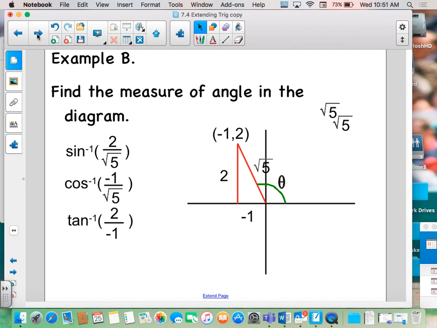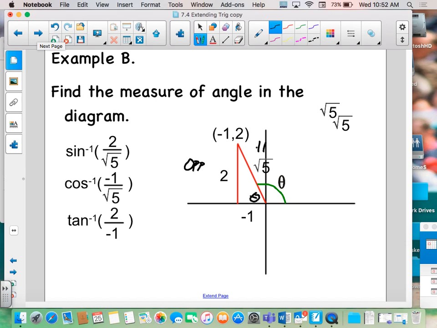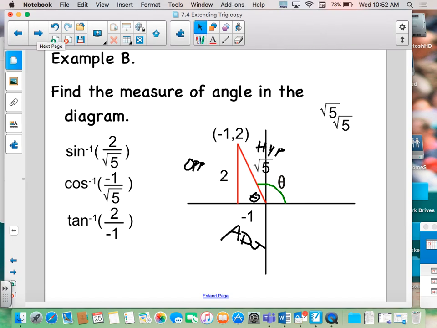I'm trying to find this turn right here. I don't know the turn, I don't know the reference angle, but I could now use any of my trig functions to do that. If I wanted to find the reference angle, I could do opposite over hypotenuse, 2 over the square root of 5. I could do cosine, which would be adjacent, negative 1 over the square root of 5, or tangent, 2 over negative 1. And to get negative 1, we could show you how to calculate this, and we will in just a minute. But I think you're getting the idea of how you can use a coordinate.